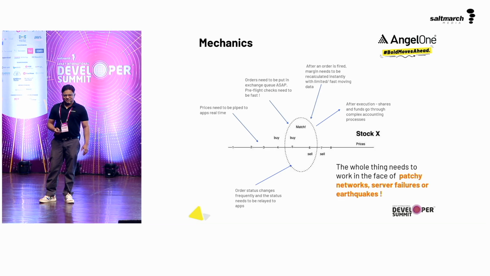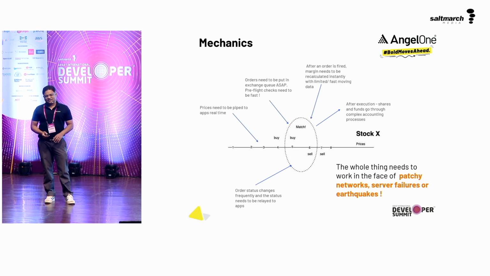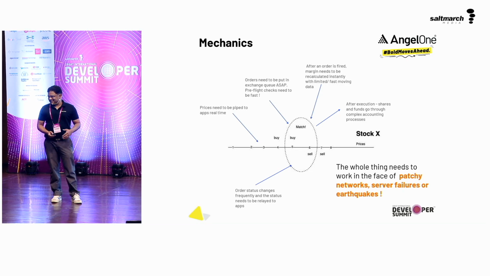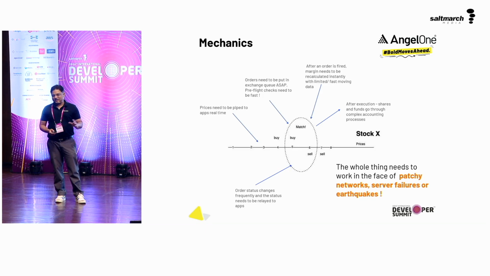And all this needs to work in the face of patchy networks, server failures, or earthquakes, right? And since we are a regulated entity, we actually do DR drills quarterly. That means someone from the regulators comes to our office, starts removing wires, shutting down things, and still sees that things work.